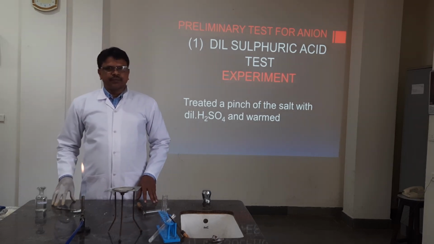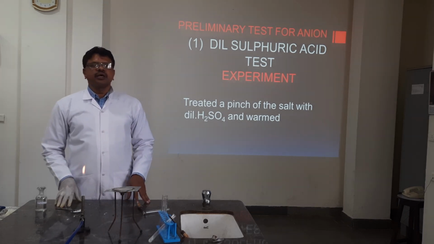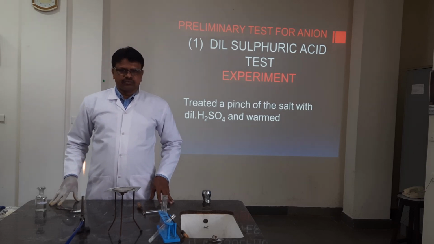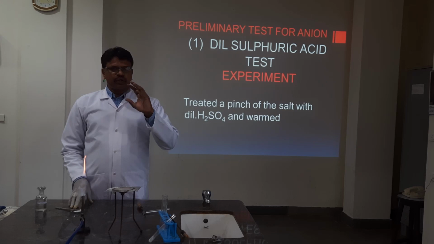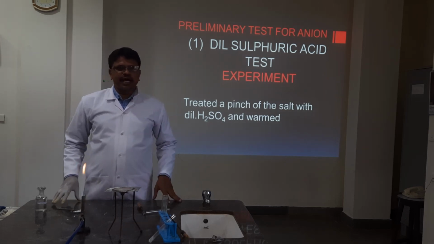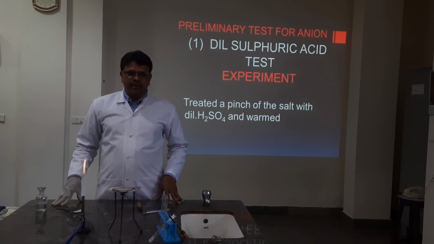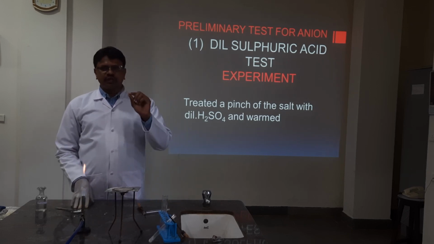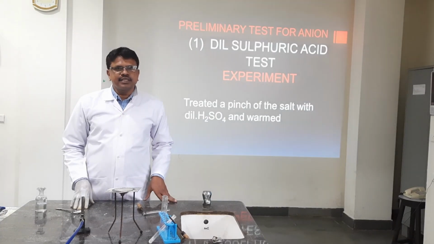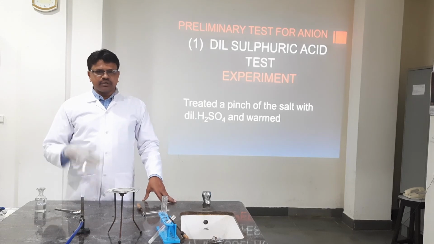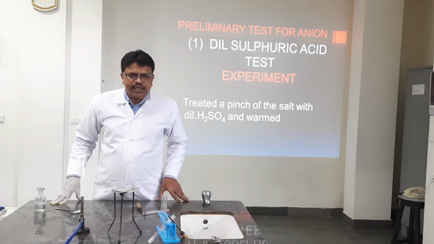Okay. Next, the second part of this salt analysis is the preliminary test for anion. In each case, anion and cation, we have to do two types of tests. One is known as the identification test and the second one is known as the confirmative test. So we have to identify that ion first, then go for the confirmative test. This is common for anion as well as cation. So now I am going to start with anion. Anion is nothing but the acid radical.